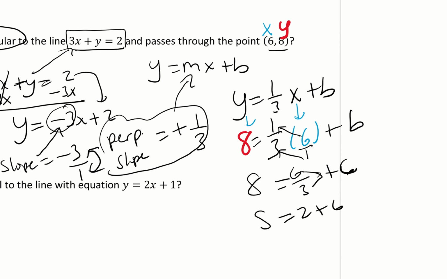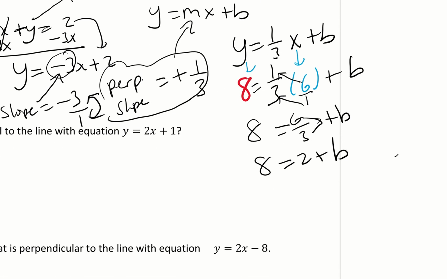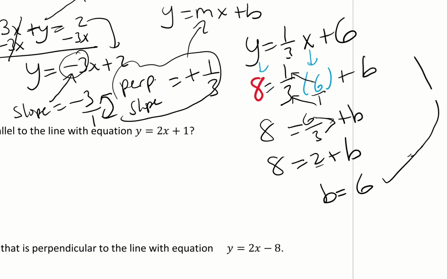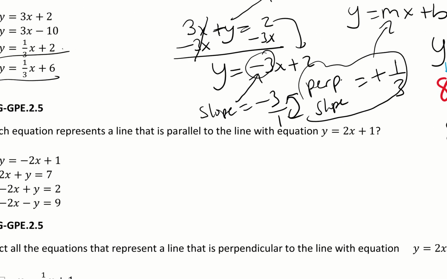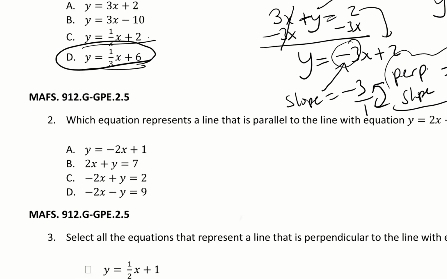And then 2 plus, that's a b, not a 6, I apologize. So we got 8 is 2 plus b, and so b has to equal 6 because 6 plus 2 is equal to 8. All right, so then we can replace the b here with 6. It's funny that that was a b, and it actually ended up being a 6, and it looked like a 6. All right, so the answer is D.